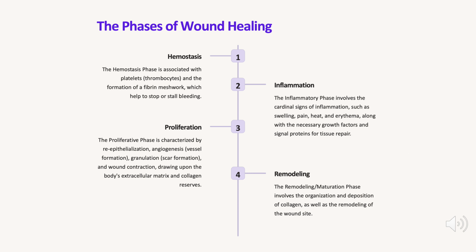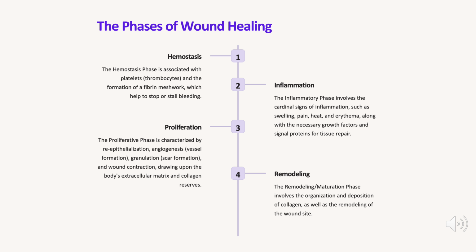1. Hemostasis. This phase involves the activation of platelets and the formation of a fibrin meshwork to stop bleeding. 2. Inflammatory phase. Characterized by swelling, pain, heat, and erythema, this phase involves the influx of immune cells and growth factors for tissue repair.